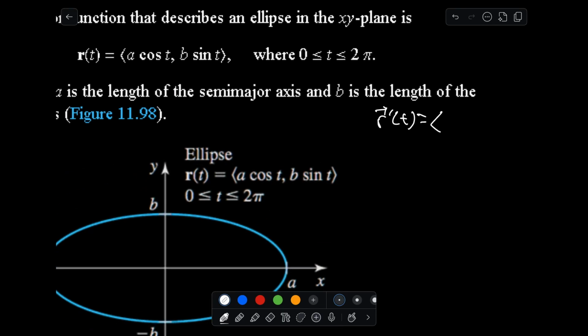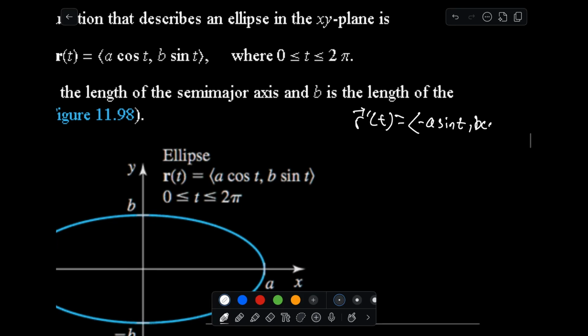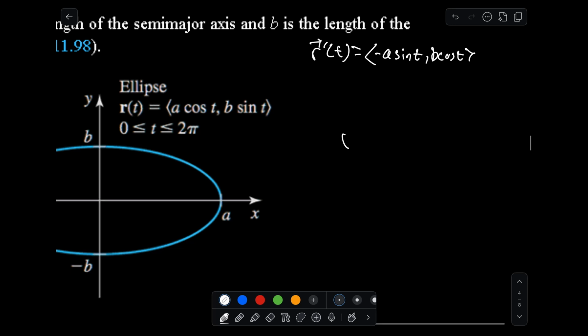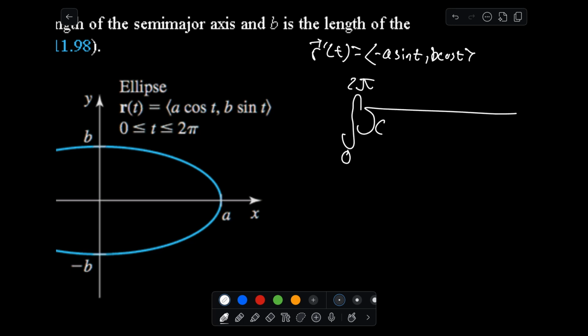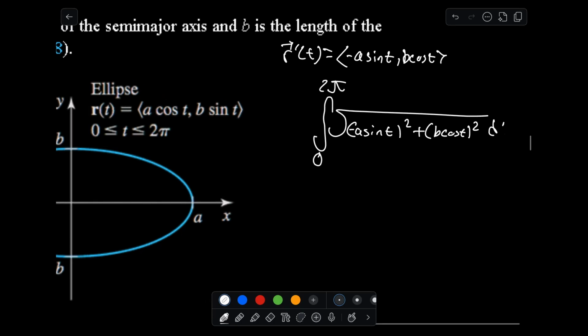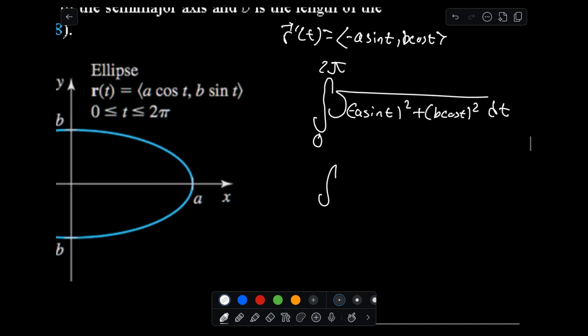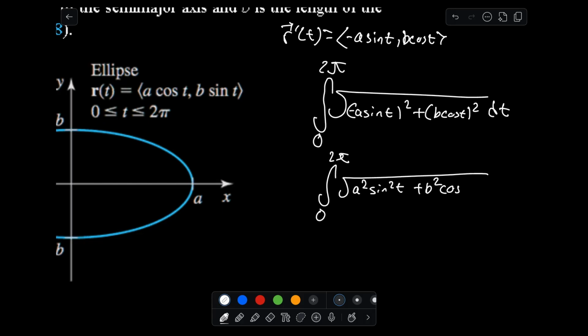Get your r prime of t first. It's one of the most important things. We get ⟨-a sin t, b cos t⟩. The arc length is the integral from 0 to 2π of the square root of (-a sin t)² + (b cos t)² dt. And then we're going to get the integral of the square root of a² sin² t + b² cos² t dt.